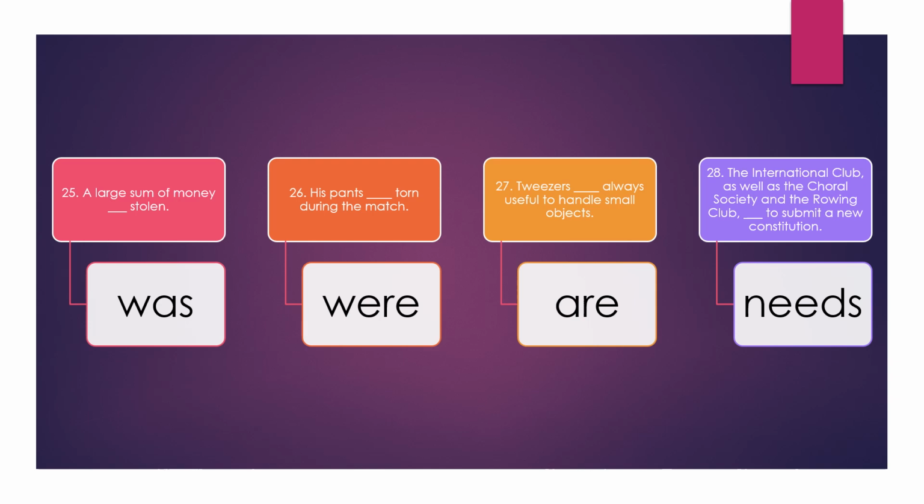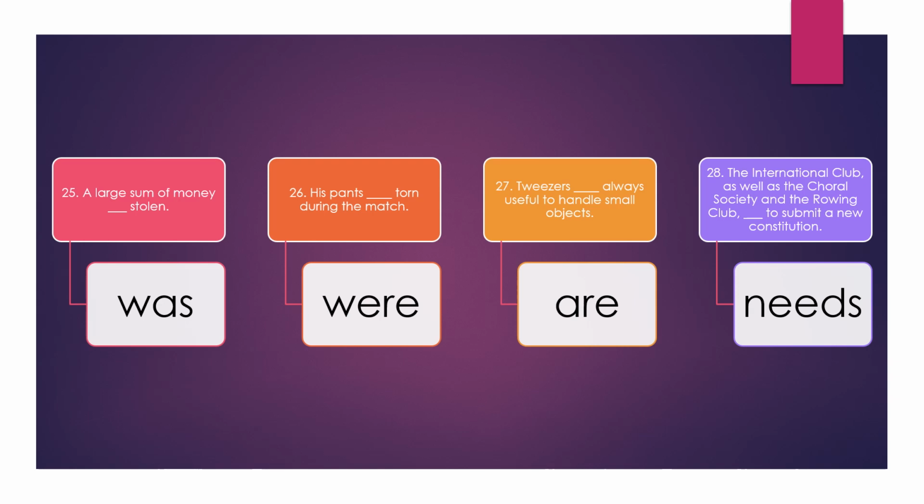His pants dash torn during the match. So his pants, pants, plural. Verb will be plural. His pants were torn. Tweezers dash always useful. Again, tweezers have two extremities. Therefore, will be treated as a plural entity. Therefore, it will be are always useful.